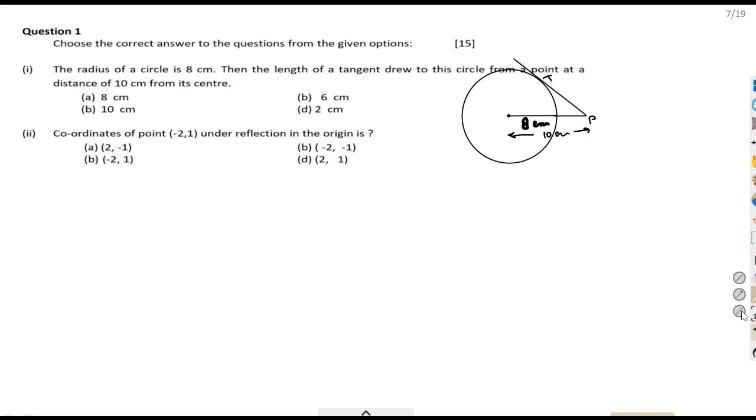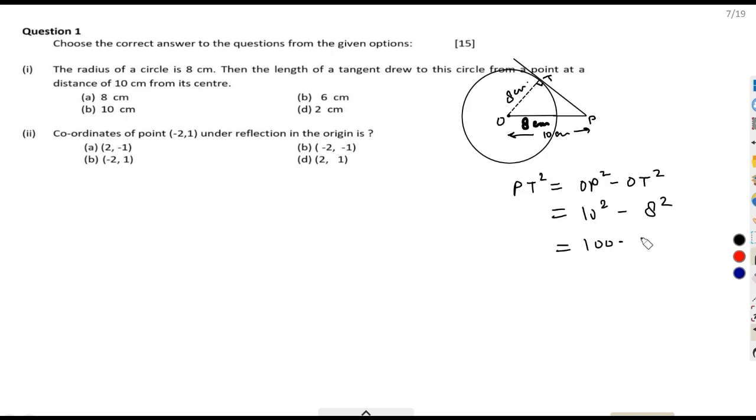Look at the figure. If we join O, center of the circle, to the point of contact, then this angle will be 90, the angle between tangent and radius at the point of contact. Then triangle OPT is a right angle triangle and we can apply Pythagoras theorem. OT is the radius of the circle, it will be 8 centimeter, means PT is 6 centimeter.